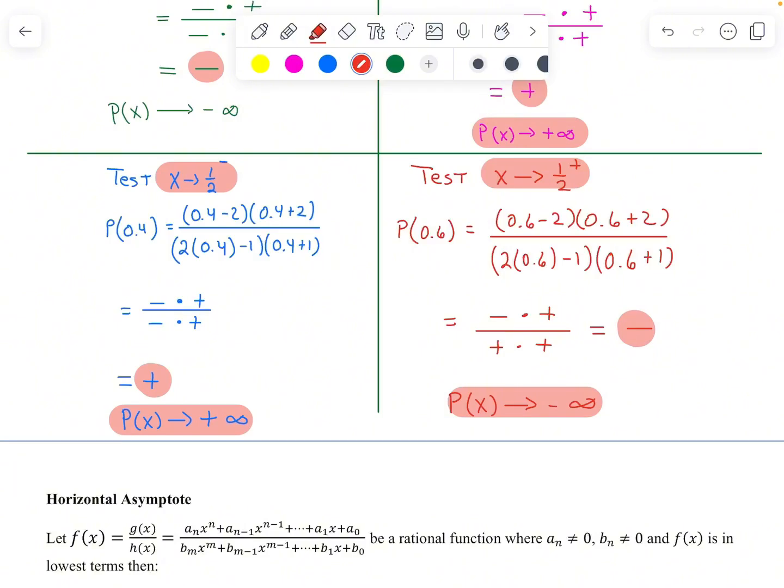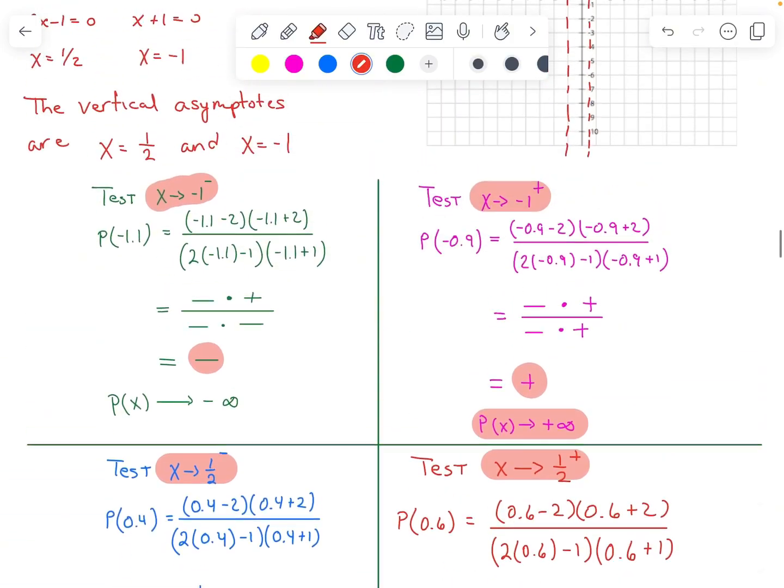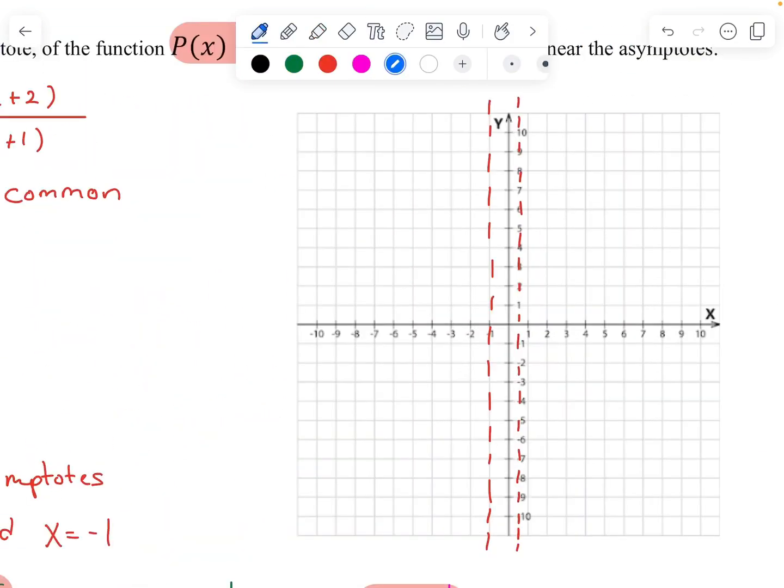So now I'm going to go back to the graph and sketch p of x near its vertical asymptotes. The vertical line on the left is x is equal to negative 1, and the vertical line on the right is x is equal to 1/2. The graph approaches negative infinity as x approaches negative 1 from the left, so the graph will look like this. To the right of negative 1, p of x approaches infinity, so that would look like this.